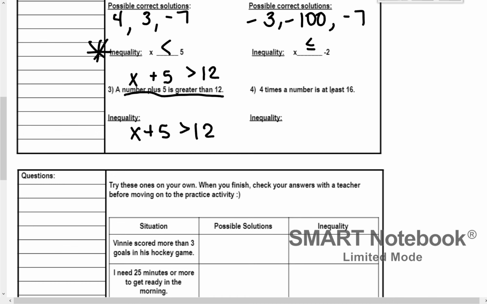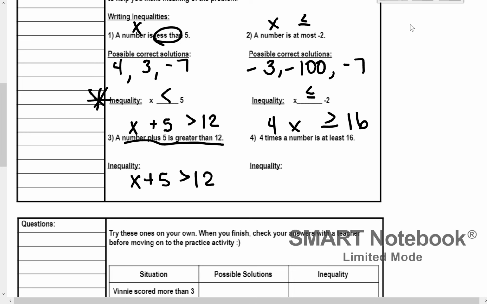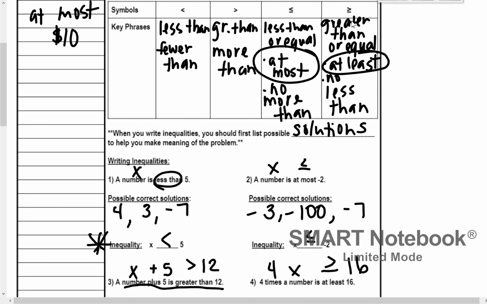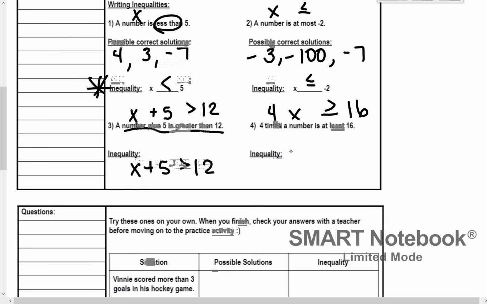4 times a number is at least 16. So 4 times a number, we'll say x, we could put that multiplication sign or we could just leave it 4x, is at least 16 means that it could be 16. And if the lowest it is 16, that means it's got to be bigger. So it's got to be greater than or equal to 16. We'll just go up and check with our table, at least, greater than or equal to 16. So we have 4x, or 4 times x, is greater than or equal to 16.